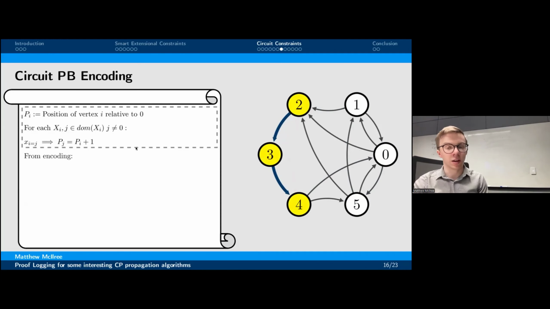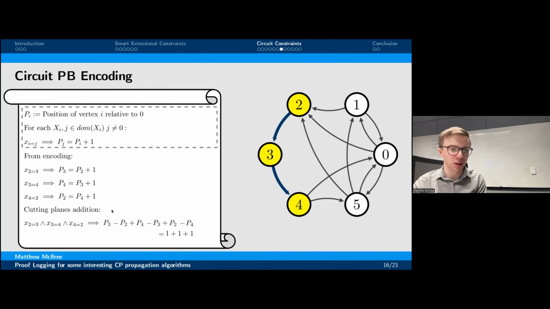How we can justify this in the proof log is probably even simpler than the smart table encoding proofs that I showed you before. We can just add up these definition constraints. From the encoding, we have x2 equals 3 implies p3 is equal to p2 plus 1. We have x3 equals 4 implies p4 is equal to p3 plus 1. And we have x4 equals 2 means that p2 is equal to p4 plus 1. If we add all of these up, then we can see, just using cutting planes, that all of these p variables are going to cancel each other out. And they're going to cancel each other out precisely because this is a small cycle.